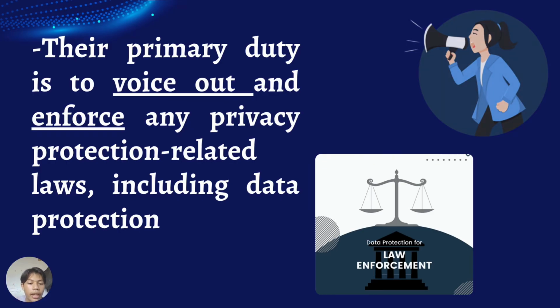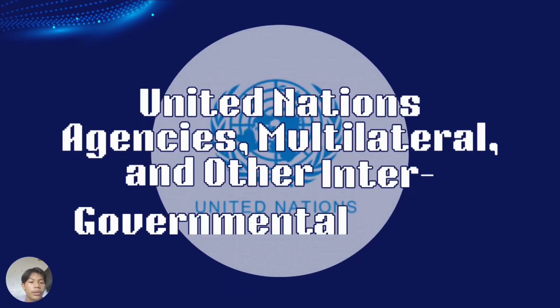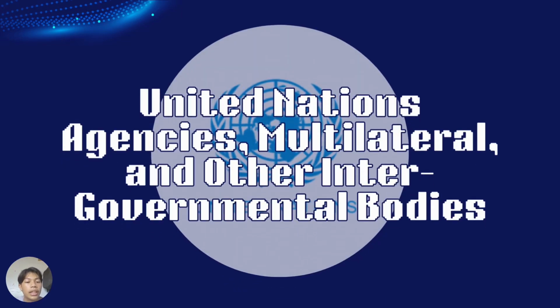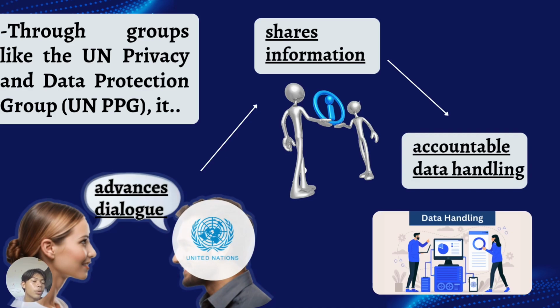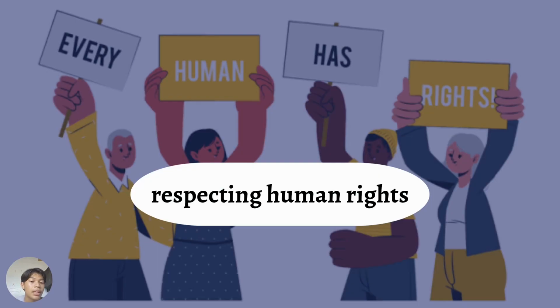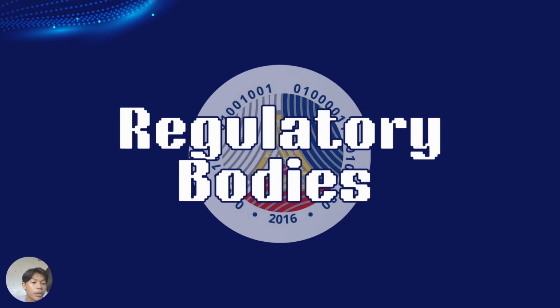So next we have the United Nations agencies, multilateral and other intergovernmental bodies, also known as UN. Here, groups like the UN Privacy and Data Protection Group, or the UNPPG, advance dialogue, share information, and promote accountable data handling, while at the same time respecting human rights. Okay, so next we have the regulatory bodies.